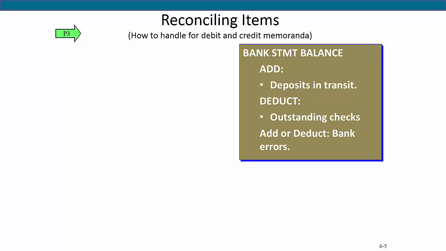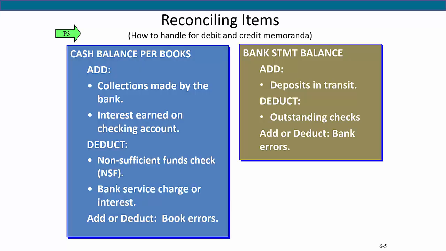Now, to repeat, there are two sides to a bank rec, and both sides will total the same adjusted balance once we're done. On the bank side, we will start with the balance on the bank statement and adjust it for deposits in transit, outstanding checks, and errors made by the bank. And on the book side, we will start with the cash balance in the general ledger and adjust it for collections made by the bank on our behalf, interest earned, customer checks that were drawn on accounts that were non-sufficient. Those are called non-sufficient funds or NSF checks, bank service charges, and errors that we made.